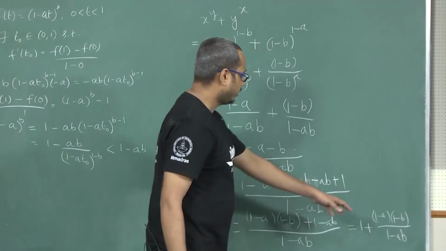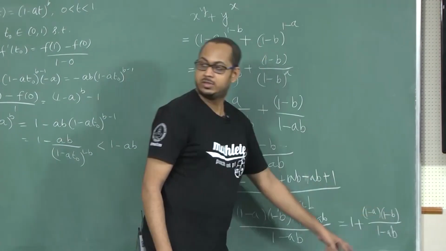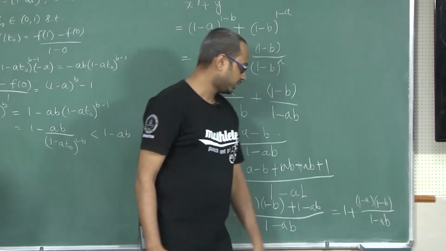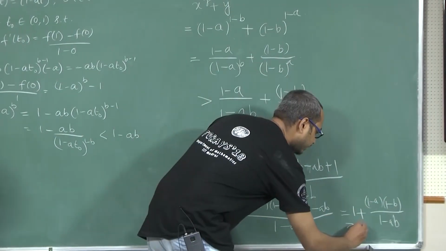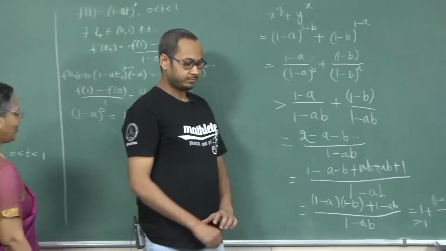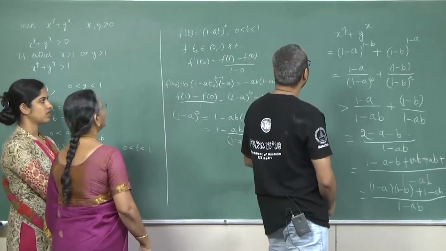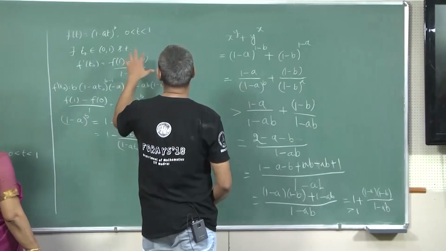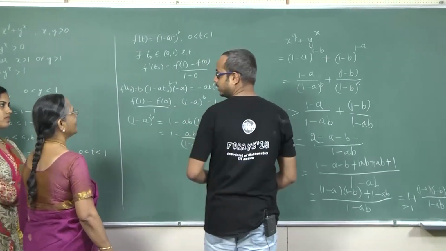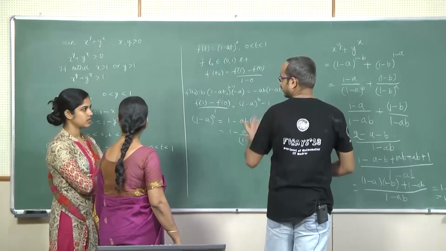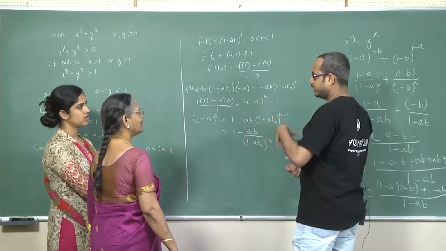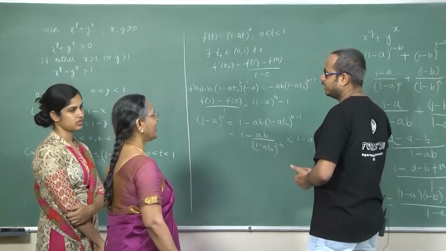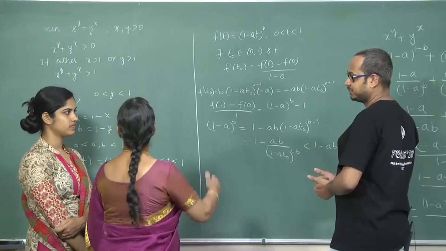Now 1 minus a is positive, 1 minus b is positive, and 1 minus ab is positive, hence this quantity is positive. So this should be strictly greater than 1. So what you have shown is that x power y plus y power x is strictly bigger than 1 for 0 less than x less than 1 and 0 less than y less than 1. In the other case, we showed earlier that if any one of them is bigger than or equal to 1, then it is greater than 1. So it is always bigger than 1.